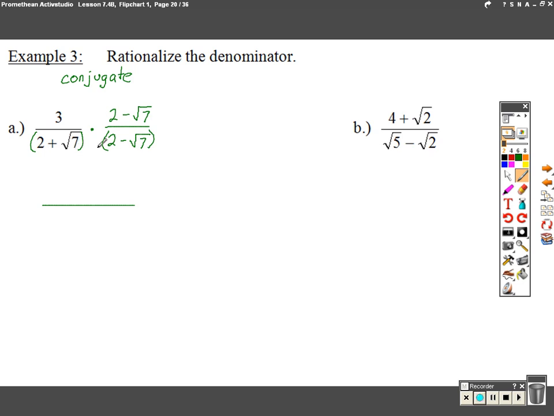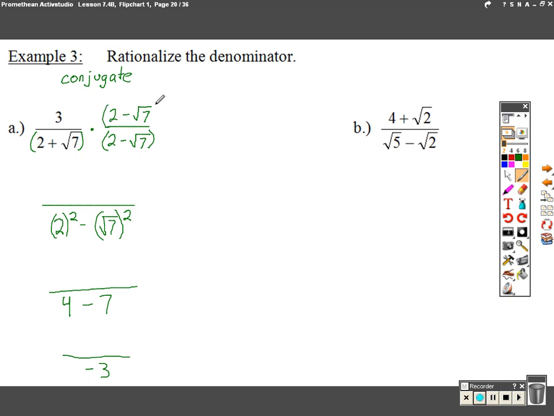You could FOIL this if you want, but if you remember the formula, it's just 2 squared minus the square root of 7 squared, which is 4 minus 7, which is -3. So notice how we no longer have a radical in the denominator. That's how you get rid of the radical in the denominator whenever you have 2 or more terms.